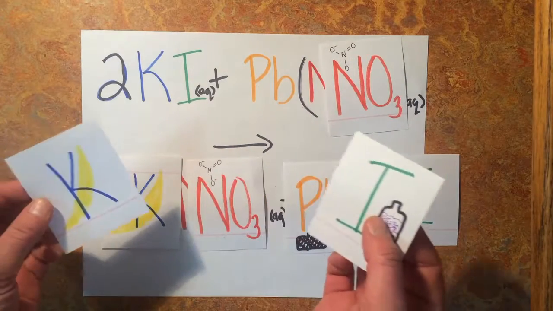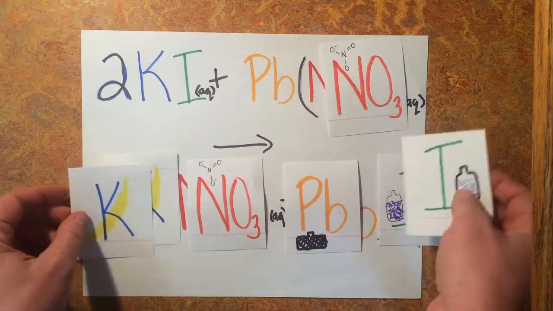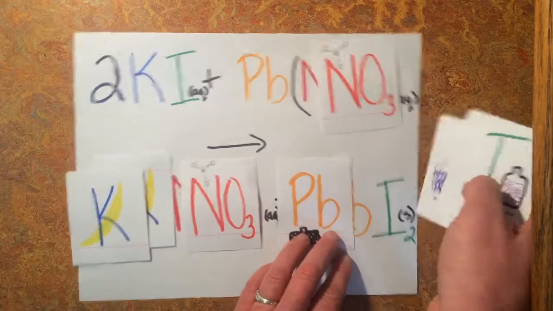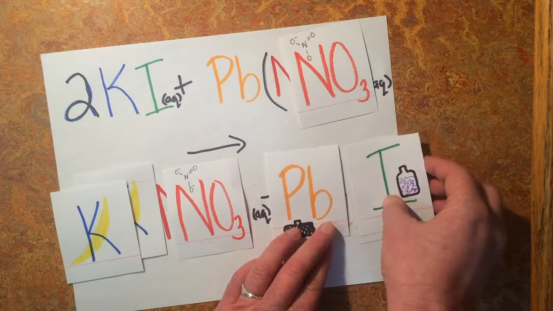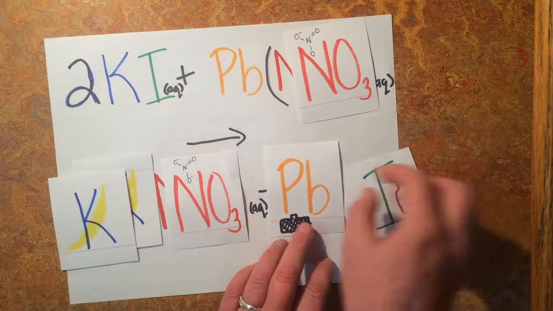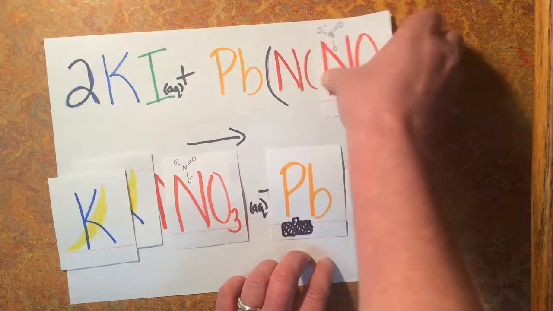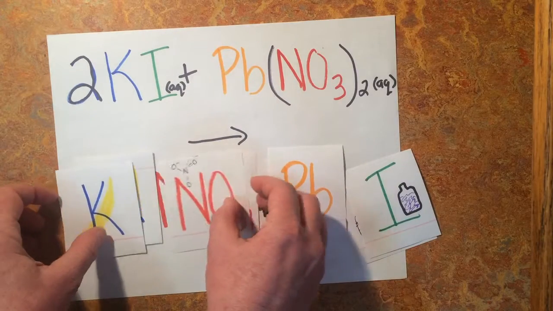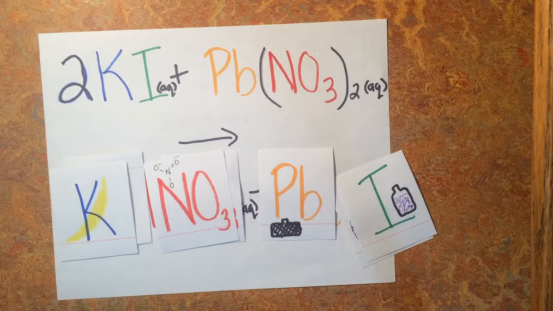We have a couple spare pieces here. We need another one over here because this is lead iodide. Iodide has 2 because lead is a positive 2 ion, and we have 2 copies of potassium nitrate. There you go. There's one reaction.